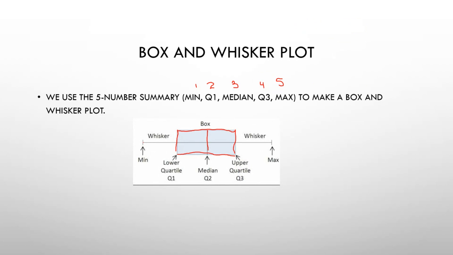And then we can put either a dot or a little line here at the minimum, and we connect it to the box. That's called a whisker. And then we either do a little dot or a line at the maximum, and we connect it to the box. And that's your other whisker.